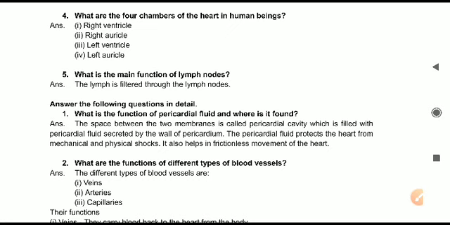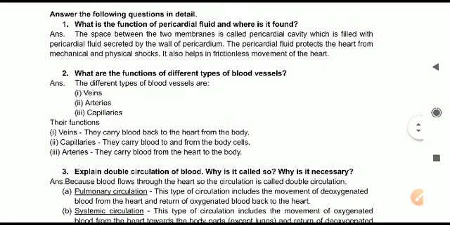When the heart beats, systolic and diastolic beats, at that time the heart walls do not have friction because of this pericardial fluid that is present here. So it prevents the wear and tear of the cardiac muscles.